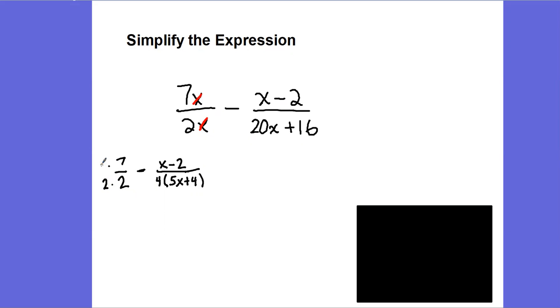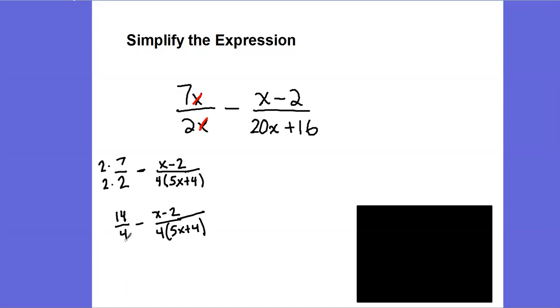So I'm going to multiply this fraction, top and bottom, by 2, because I don't want to change the value of this fraction. This 7 over 2 needs to still be 7 over 2. I'm just going to rewrite it so that I have that same denominator with this 4. So let's take care of that. So we'll do 14 over 4 minus x minus 2 all over 4 times the quantity 5x plus 4.